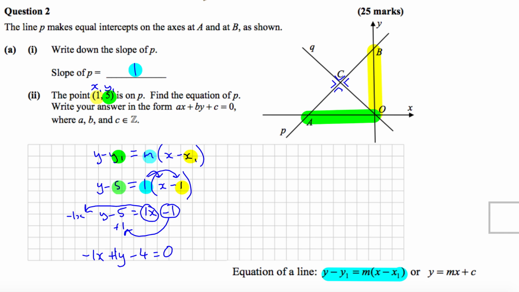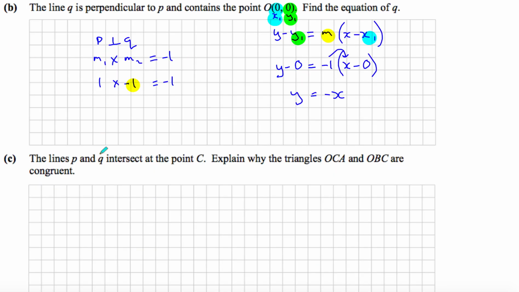So we're trying to show why the triangles, like this yellow triangle, is congruent to this green triangle. Congruent means identical. In other words, the corresponding lengths are the same size and the corresponding angles are the same size. So what we can see here is that, well, both triangles contain the line OC. So that's the first thing we can say.